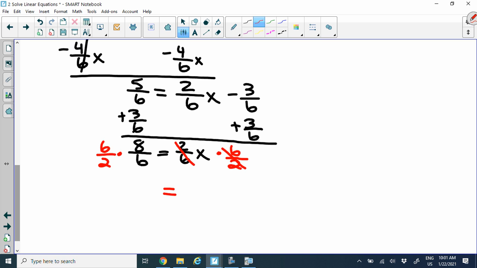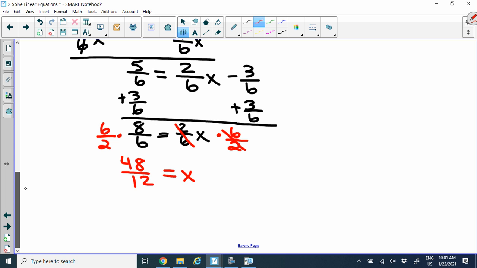So I multiply the numerator, 6 times 8. That's going to give me, I think, 48 there. And then we want to do 2 times 6, and of course that gives us 12. Now, simplify our fraction. We do 48 divided by 12. Always make sure you have a simplified fraction. That actually gives us 4. And that's going to be our final answer there.